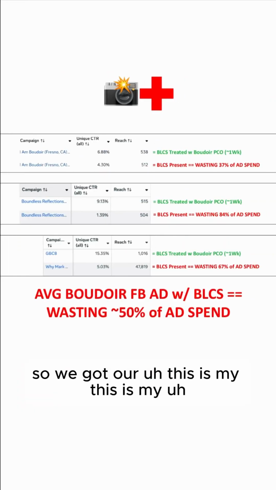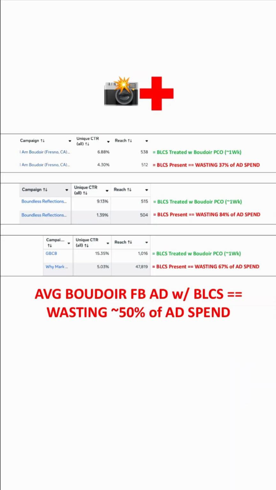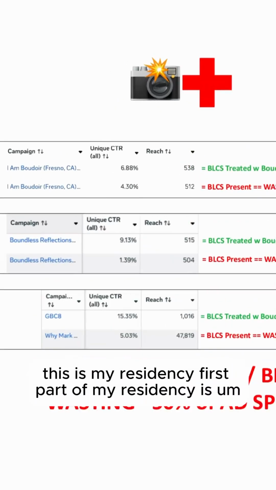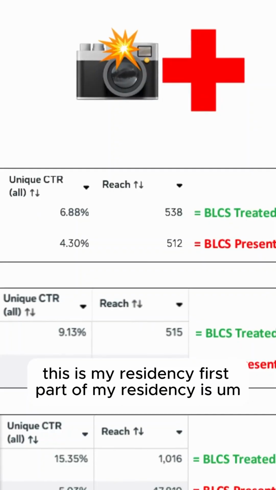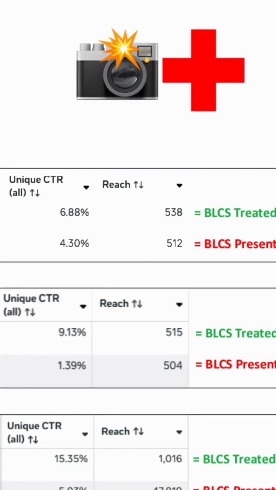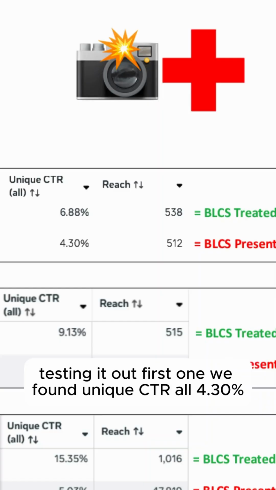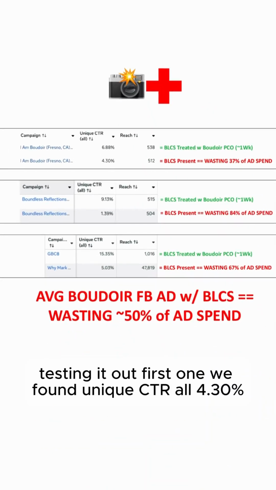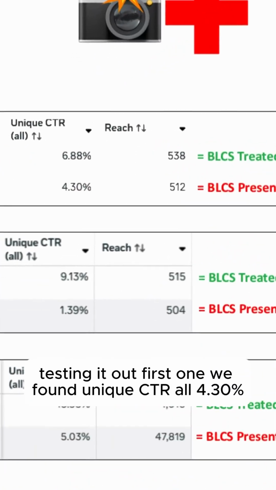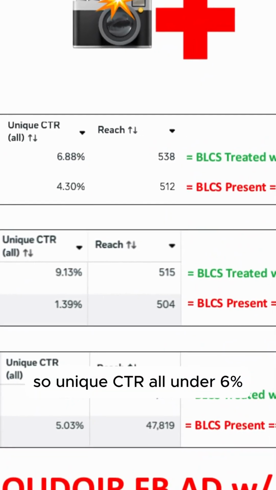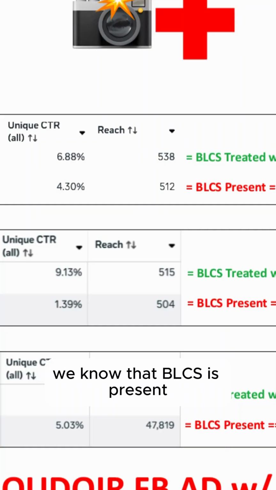So this is my residency. The first part of my residency is finding a Boudoir Facebook ad out there, bringing it back to the hospital, testing it out. The first one we found had a unique CTR all of 4.30%. So, unique CTR all under 6%, we know that BLCS is present, aka Boudoir low click syndrome.